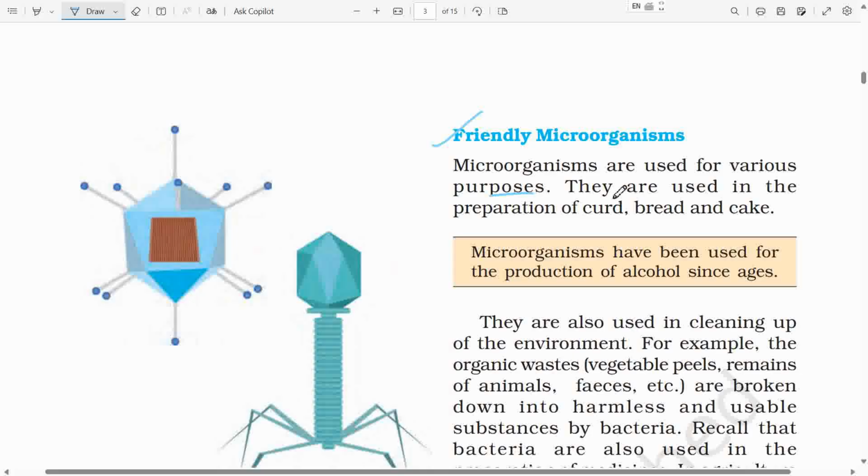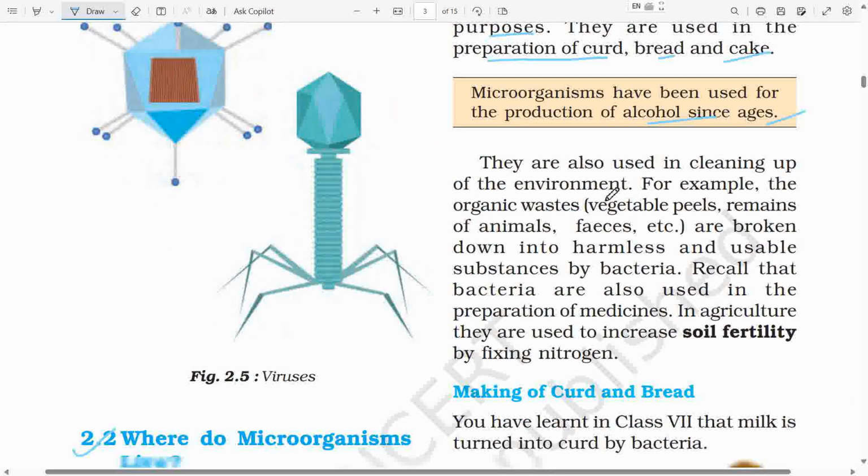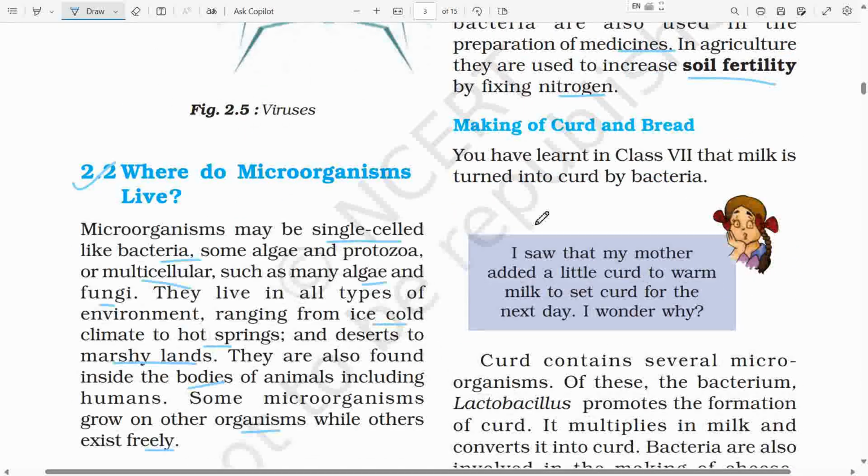Microorganisms are used for various purposes. They are used in the preparation of curd, bread, and cake. Microorganisms have been used for the production of alcohol since ages. They are also used in cleaning up of the environment. For example, the organic wastes, vegetable peels, remains of animals, feces, etc. are broken down into harmless and usable substances by bacteria. Recall that bacteria are also used in the preparation of medicines. In agriculture, they are used to increase soil fertility by fixing nitrogen.